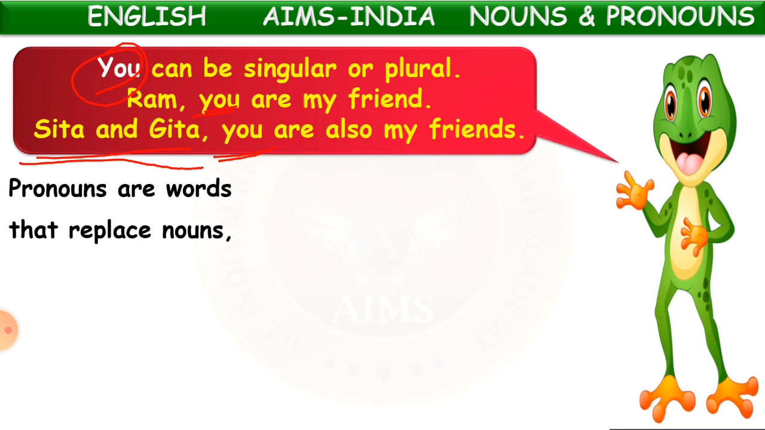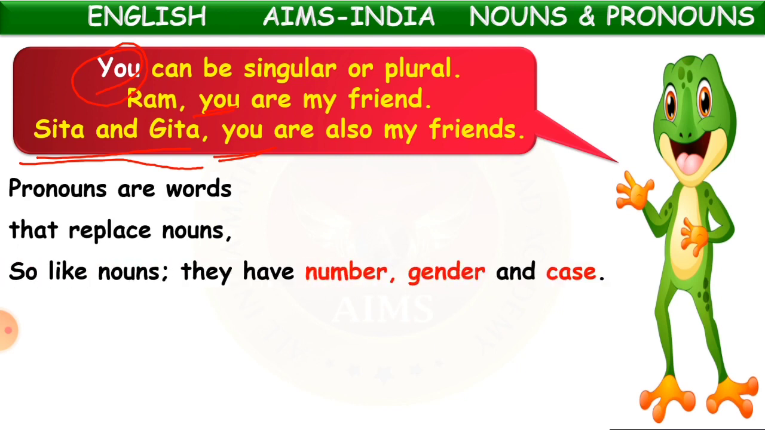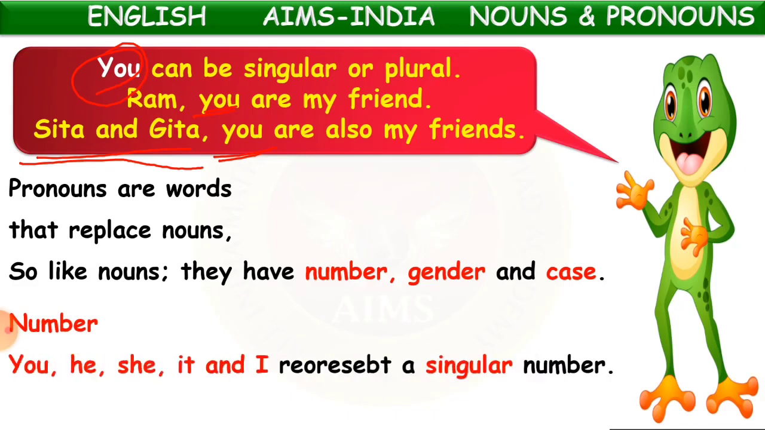Pronouns are words that replace nouns, as we learned. Like nouns, they have number, gender and case. As we learnt, for nouns also we have number, singular and plural; gender, feminine and masculine; case, nominative case and accusative case. Same like that, pronouns also have all these three. And what is number?